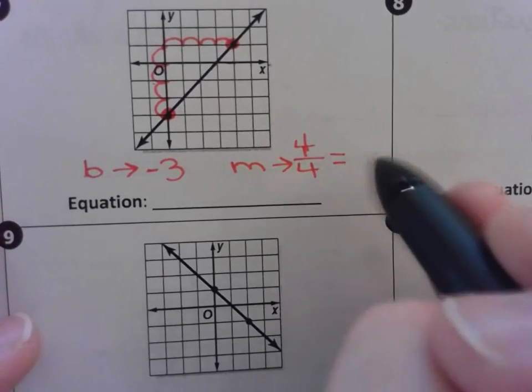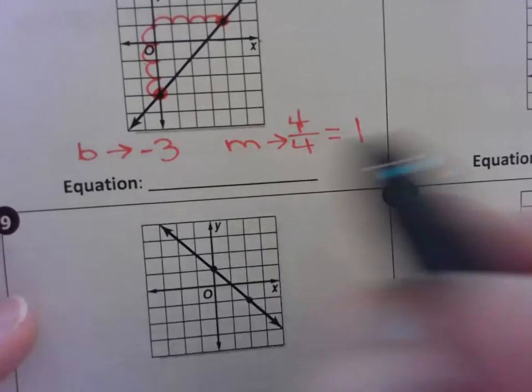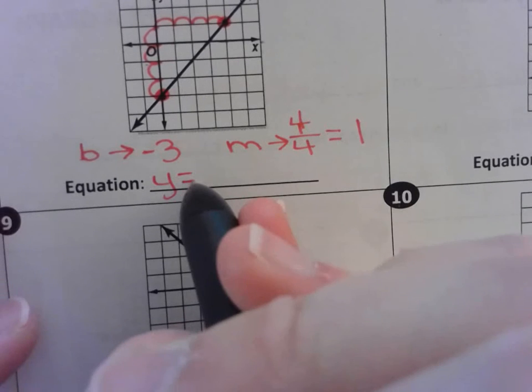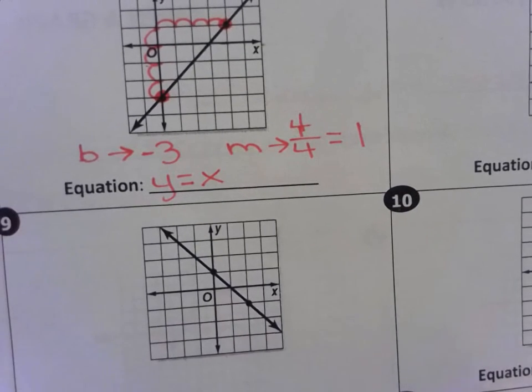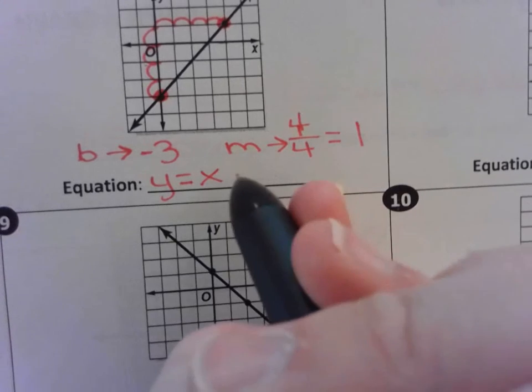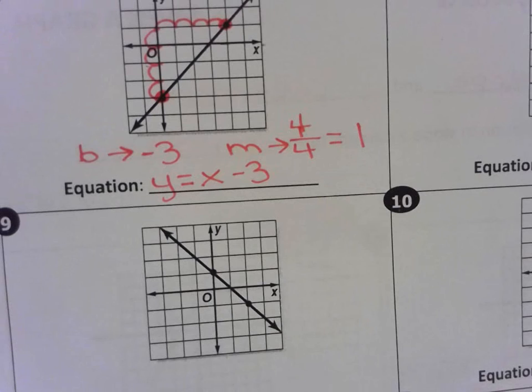4 over 4 is 1. So as I plug it into my equation, it's going to be y equals 1x, which we just don't really put there. So y equals x what? Minus 3. Good, we're plugging it in. You guys can do this. Okay? Go ahead, you have about 25 minutes to finish the homework.